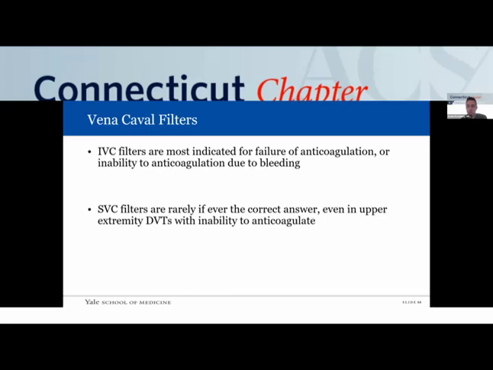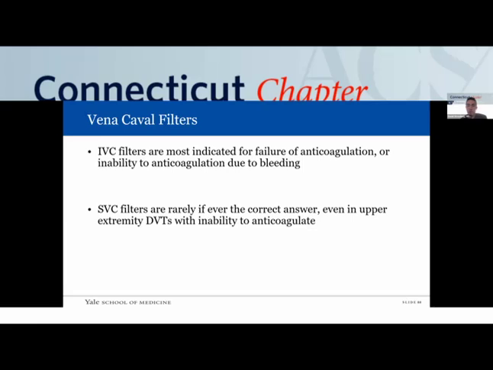Vena cava filters, there are usually lots of questions on vena cava filters. I don't know why it's so well represented. The only two indications are failure of anticoagulation or inability to anticoagulate due to bleeding. There are relative indications, such as a patient who may have had recent spine surgery and is going to be immobilized and can't have prophylactic heparin or whatever the case is. Those are relative indications, but the only true indications are failure of anticoagulation or inability to anticoagulate due to bleeding.